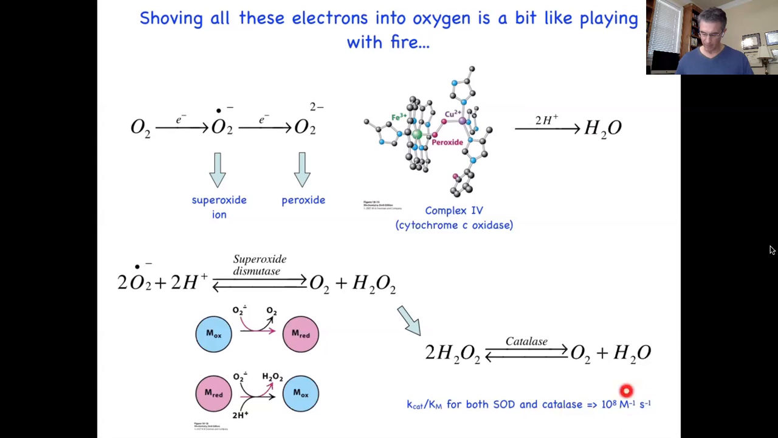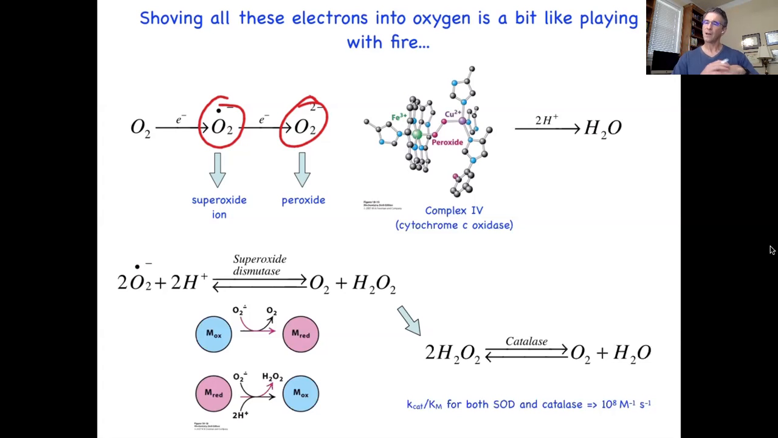Their Kcat over Km approaches that theoretical diffusive limit of 10 to the 8th, 10 to the 9th per molar per second. So these are essentially catalytically perfect enzymes. And the evolutionary pressure to keep bad stuff from happening from these molecules has driven them to be as efficient an enzyme as is physically possible, right?